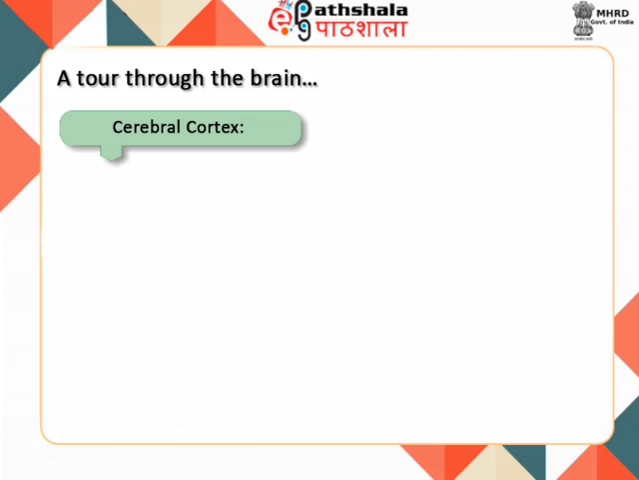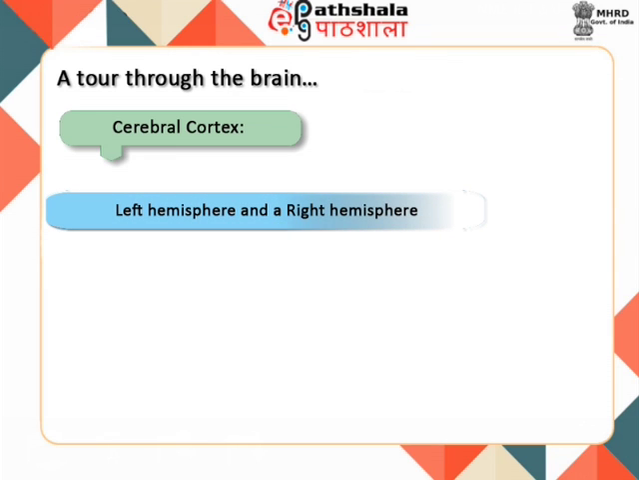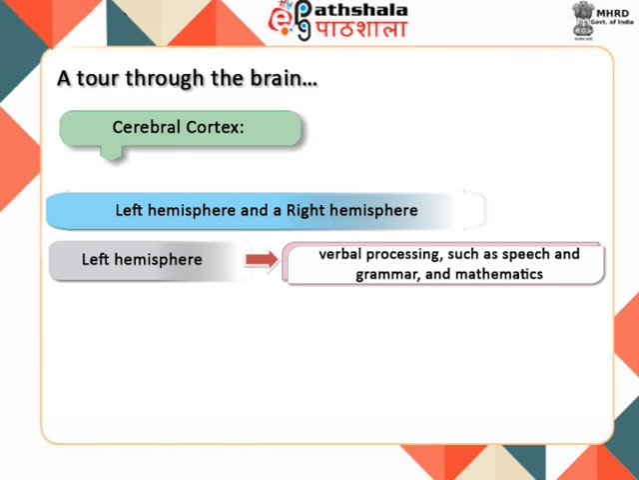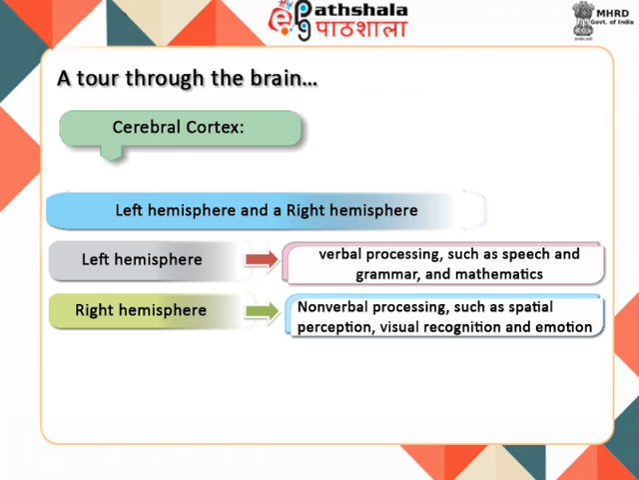The cerebral cortex is divided into two hemispheres, the left and the right hemispheres. The left hemisphere is associated with verbal processing, such as speech and grammar, and mathematics, while the right hemisphere is involved with non-verbal processing such as spatial perception, visual recognition, and emotion. Aside from being divided into two hemispheres, the cerebral cortex is also divided into lobes: occipital, temporal, parietal, and frontal.